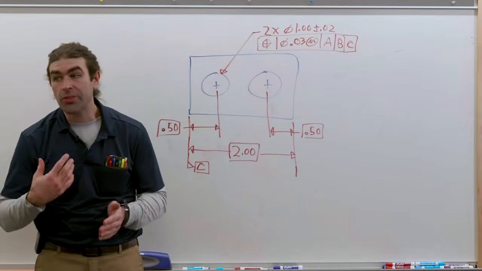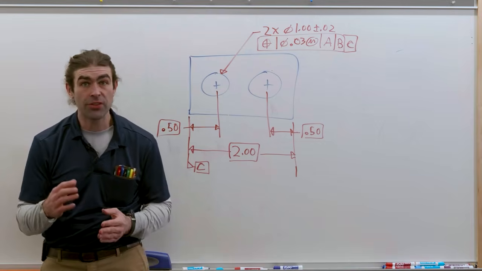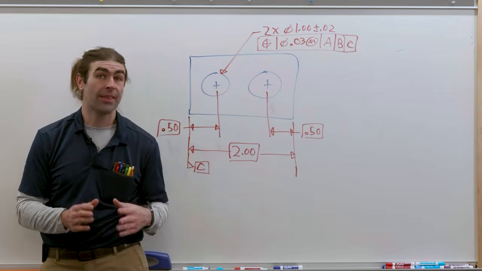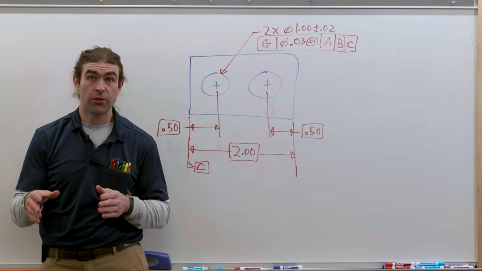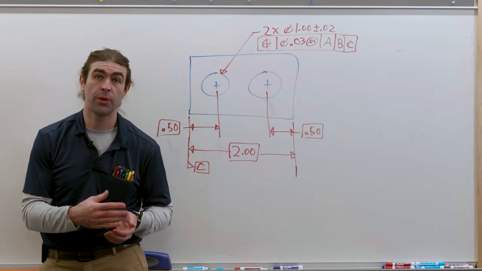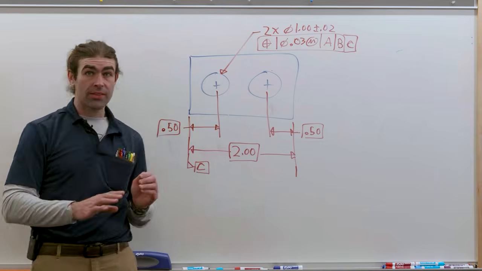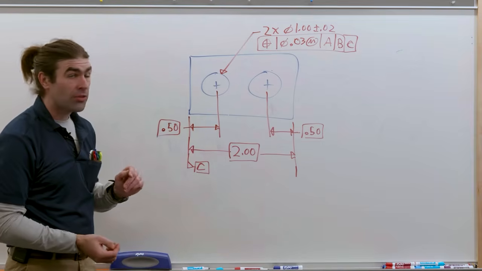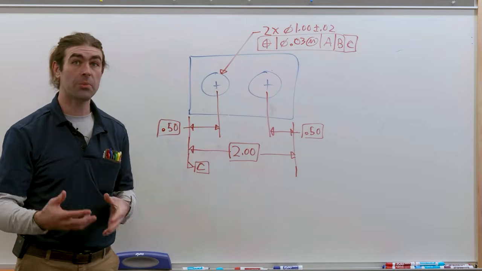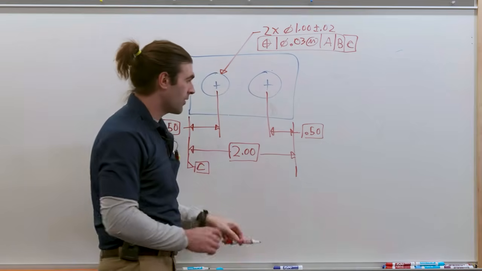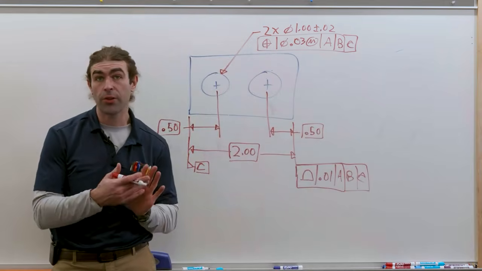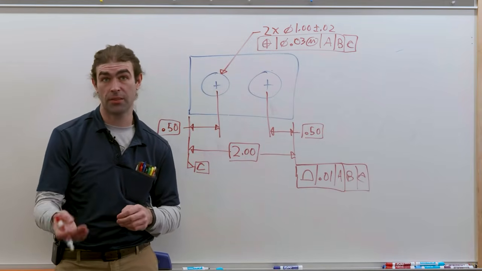So basic dimensions are theoretically exact dimension values applied to size or location of features that are controlled with a feature control frame. It's very important that basic dimensions are associated with a feature control frame. In this case, I've just given the left-right basic dimensions, but these basic dimensions show you where the tolerance zone should be for this position tolerance.